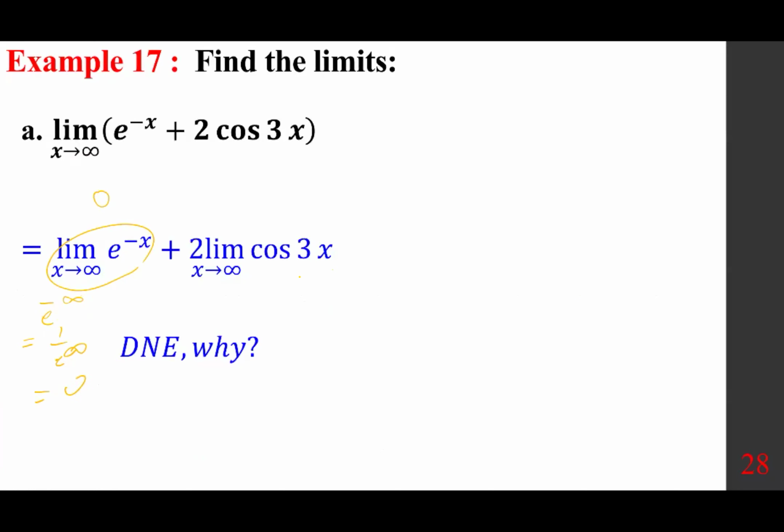But what happens here, this oscillates between negative 1 and 1. The limit of sine or cosine of x or 3x or 10x, when x goes to infinity, does not exist because it oscillates between negative 1 and 1. And therefore, the limit does not exist. It oscillates. It jumps up and down between negative 1 and positive 1 as x goes to infinity.